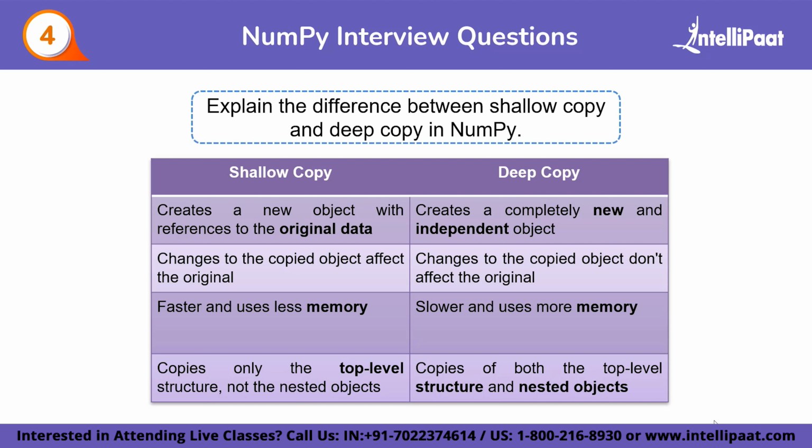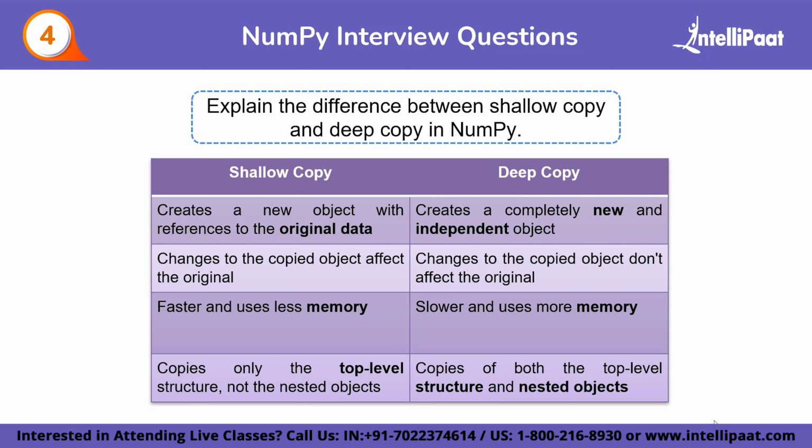So basically, shallow copy is a type of process that copies only the top level structure, not the objects which are present inside or the bottom part. While deep copy is a unique or independent copy, so it has to copy both the top level structure and the nested objects all together.